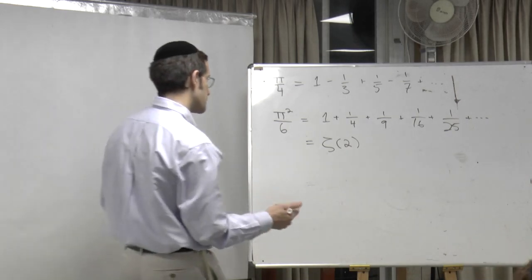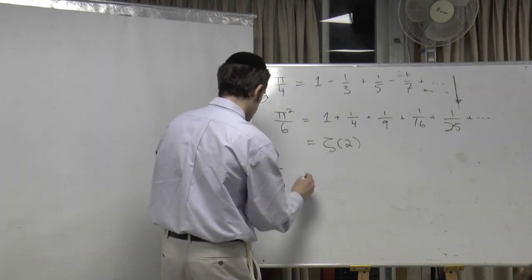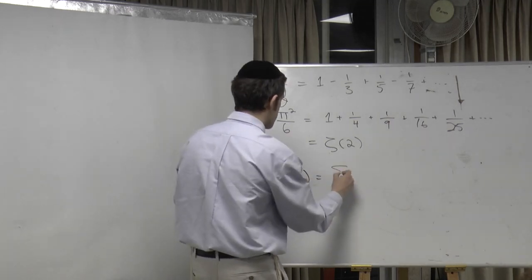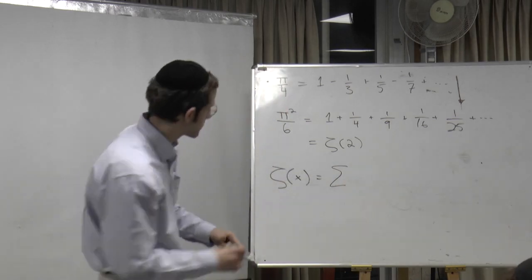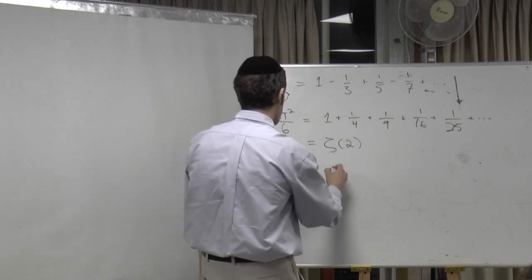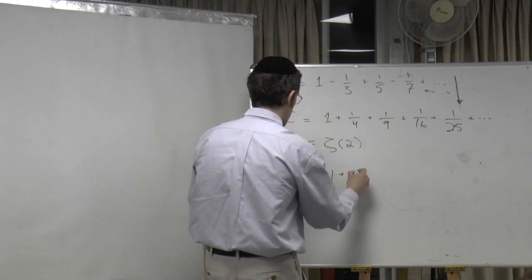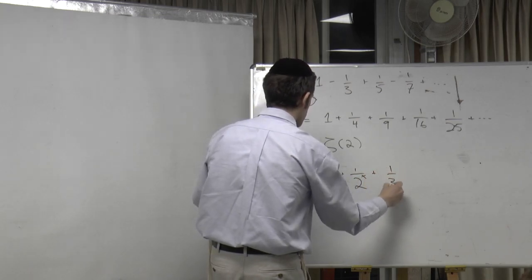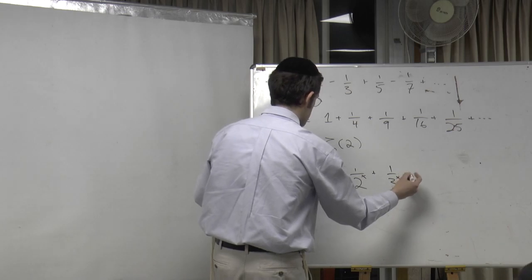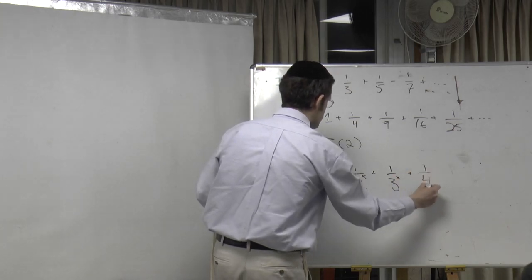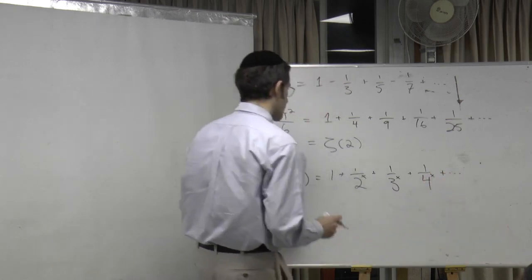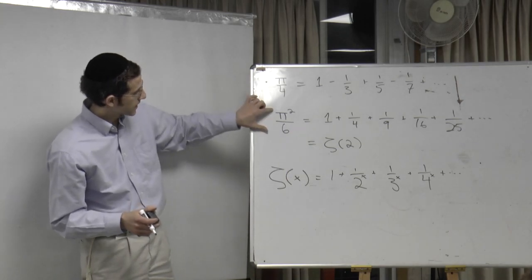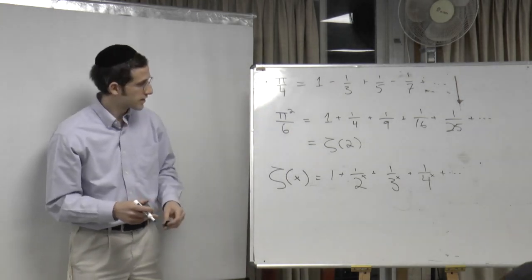So, in general, zeta of some number, let's say zeta of x, is defined to be the sum. Let me just write it out without interpretation. It's going to be 1 plus 1 over 2 to the x plus 1 over 3 to the x plus 1 over 4 to the x, etc. Okay? And it turns out that if you evaluate this function at 2, then you get this number which is very close to it. It's just pi squared over 6.